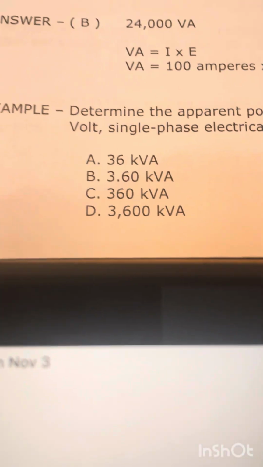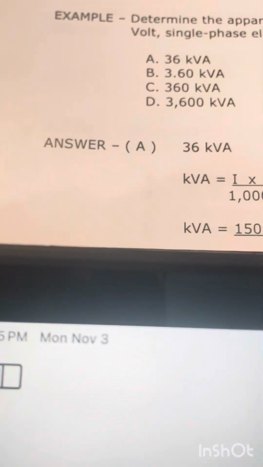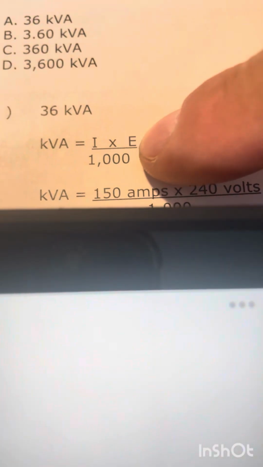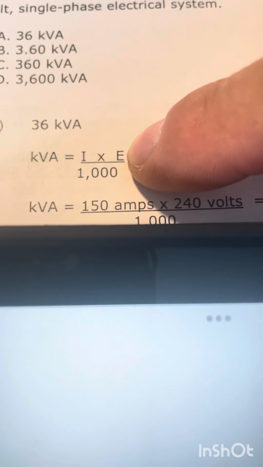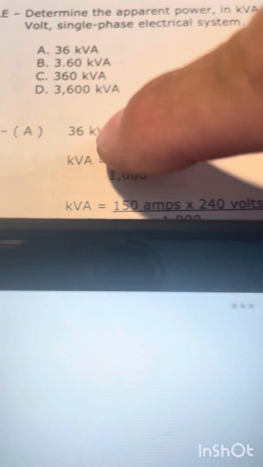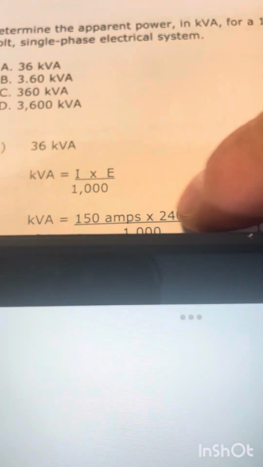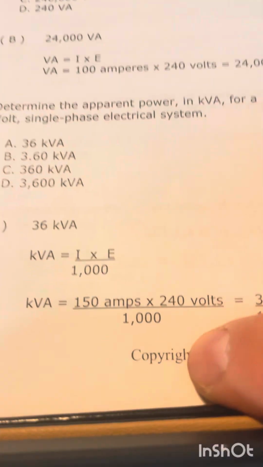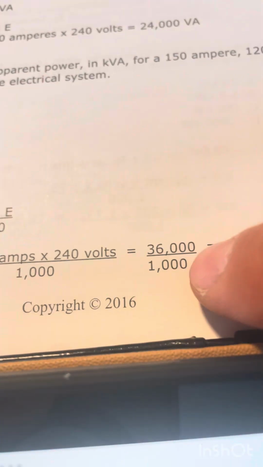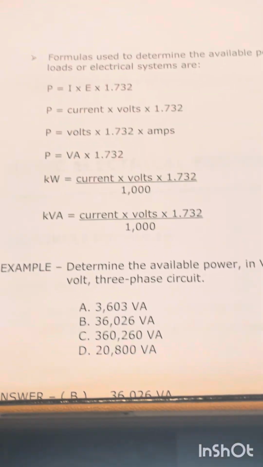Is there a 36 there? Yes, there is. And what is the answer? 36 kVA. There we go. Again, to get the kVA, kilovolt amps, it's I, in other words, the amperage, the intensity, times the voltage, E, EMF, electromotive force. You multiply that, and then you divide it by 1,000, which is 150 amps times the 240 volts, divided by 1,000. What does it give you? 36 kVA.